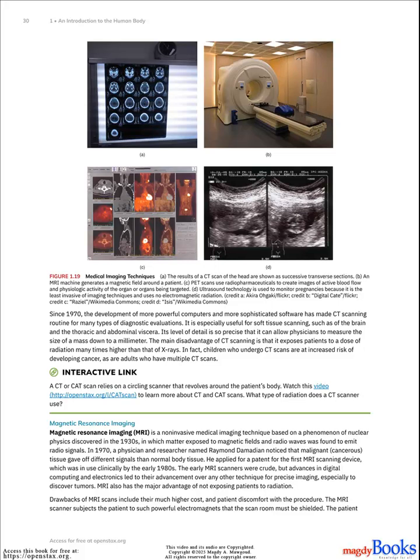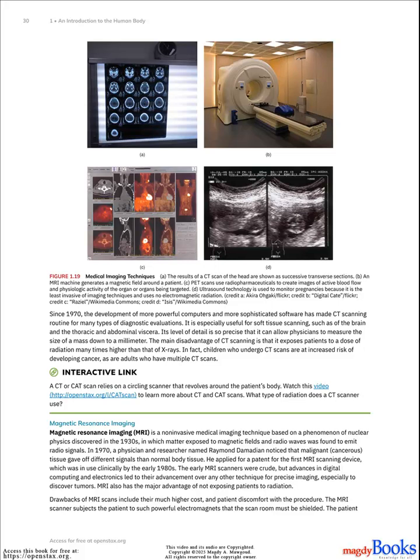Magnetic resonance imaging. Magnetic resonance imaging, MRI, is a non-invasive medical imaging technique based on a phenomenon of nuclear physics discovered in the 1930s, in which matter exposed to magnetic fields and radio waves was found to emit radio signals. In 1970, a physician and researcher named Raymond Damadian noticed that malignant, cancerous tissue gave off different signals than normal body tissue. He applied for a patent for the first MRI scanning device, which was in use clinically by the early 1980s. The early MRI scanners were crude, but advances in digital computing and electronics led to their advancement over any other technique for precise imaging, especially to discover tumors.